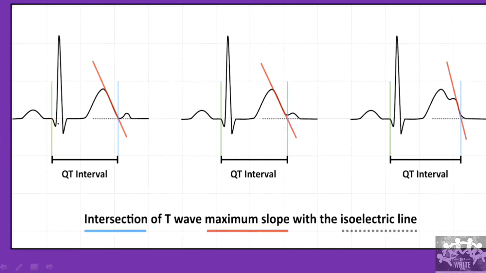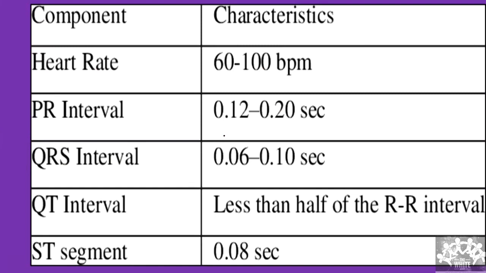Then there is the QT interval. So these are the normal definitions. The heart rate is 60 to 100. We all know this. The PR interval is 0.12 to 0.20 seconds. The QRS complex, I said, is less than 3 millimeters. So we'll generalize it here. Then the QT interval is said to be less than half of the RR interval or 10 large boxes.